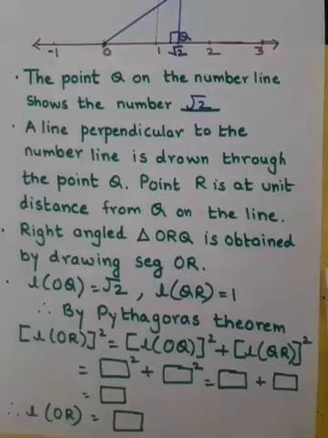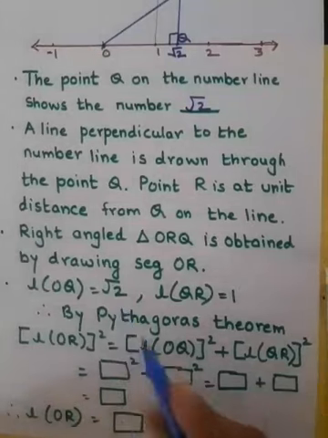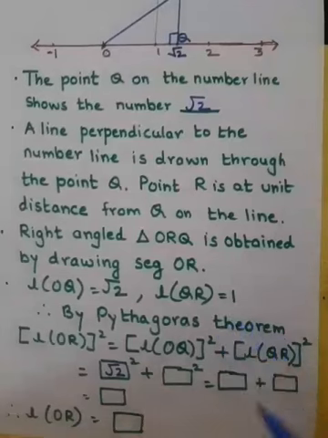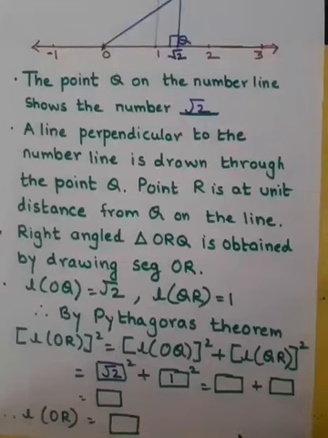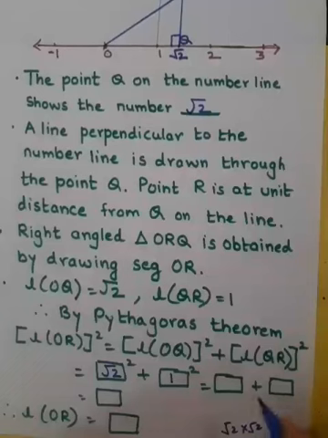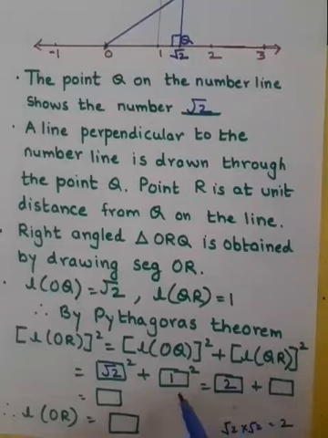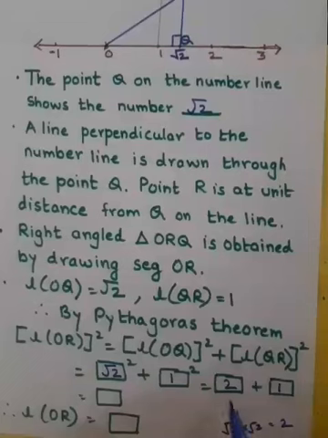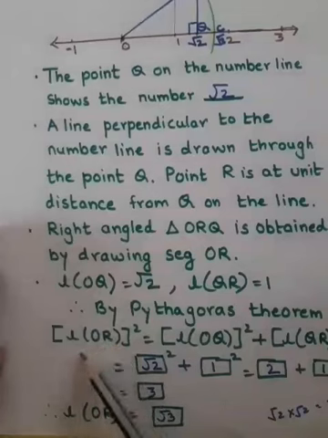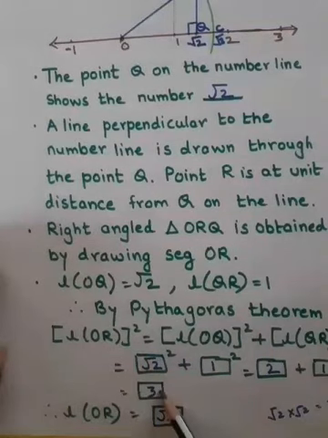Now, length OQ is equal to root 2, so here we will write root 2. And length of QR is 1, so we will write here 1. Now root 2 into root 2 is equal to 2. So here we will write 2, and 1 into 1 is 1. 2 plus 1, 3. Now square of length OR is equal to 3. Therefore, length of OR is equal to root 3 by finding square root of both the sides.